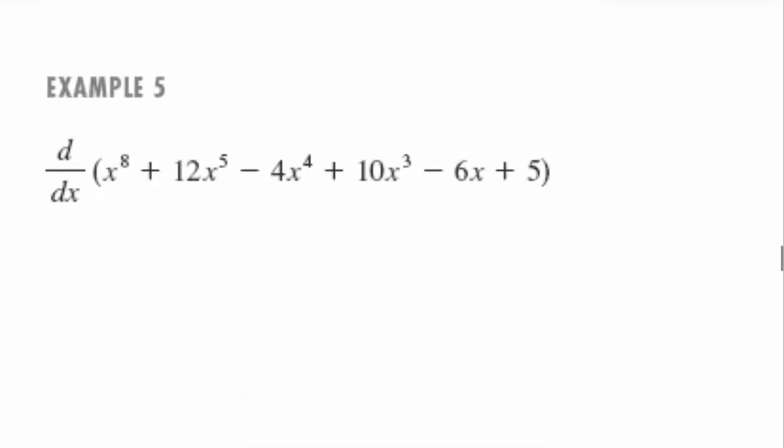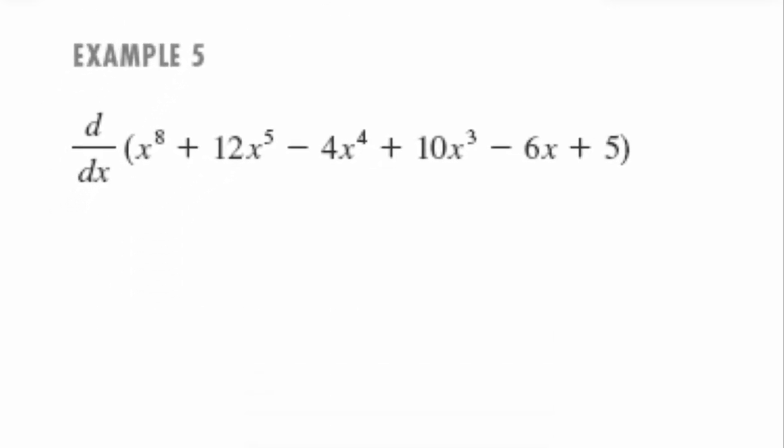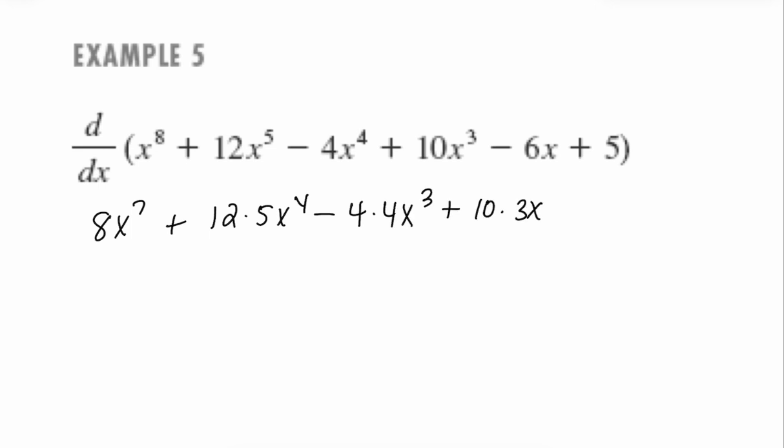And then there's example 5, it's just a big polynomial. You're just going to go down the list, taking each individual term. So this first term would be 8x to the 7. Then keep the 12 there and multiply by the derivative of x to the 5th, which is 5x to the 4th. Same thing here, negative 4 times the derivative of x to the 4th is 4x cubed. 10 times 3x squared minus 6 plus 0.